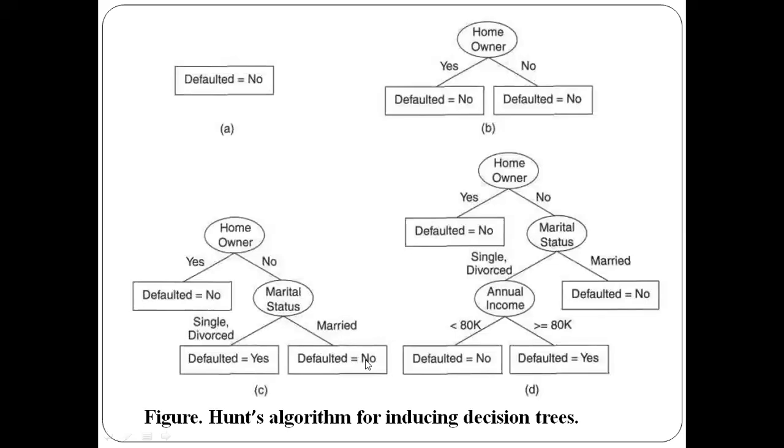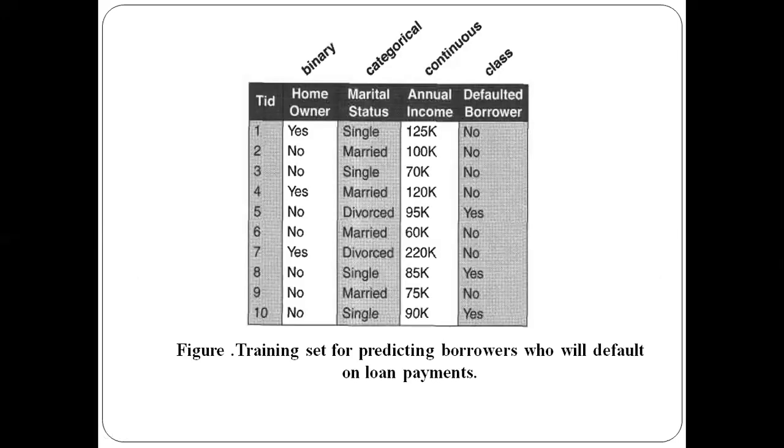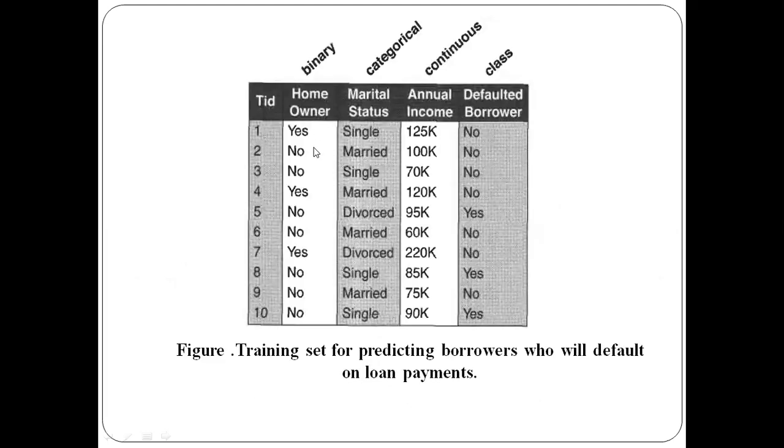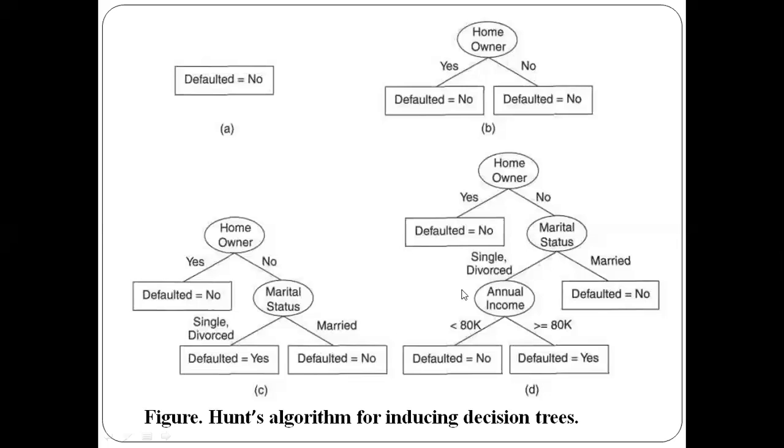Next we have one more attribute, that is annual income. For the single and divorced people whose annual income is less than 80K, defaulted is equal to no. It means that they have successfully repaid their loan on time. And for the single and divorced people whose annual income is greater than or equal to 80K, defaulted borrower is equal to yes. It means that they have not repaid the loan on time. That is based on the values we have considered here. Like this, we have constructed the complete decision tree. So this is the procedure that we will be following using Hunt's algorithm.